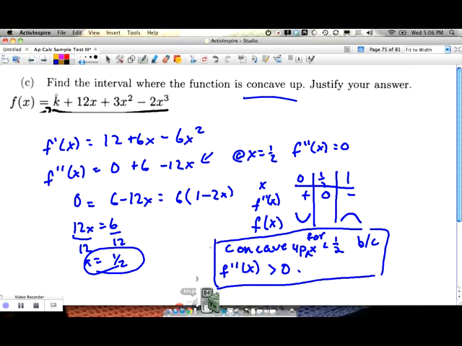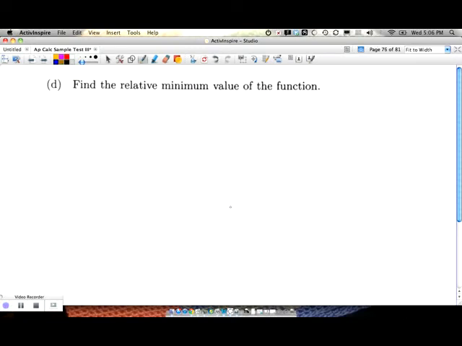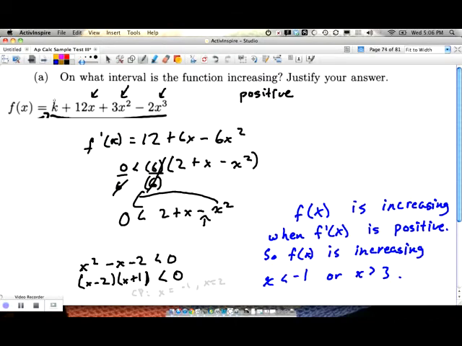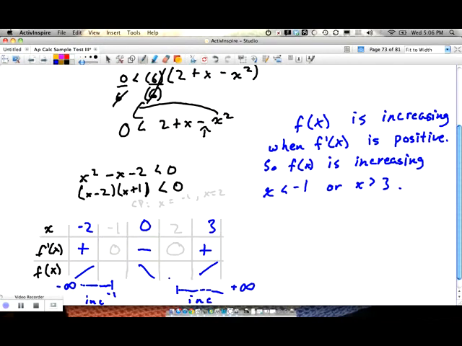Find the relative minimum value of the function. Now this is a little bit different because we know where the relative minimum value is, but we don't know the actual value. The value is the y value of the function, the high or the low. So we want the lowest value of the function. Well, if you go back and look at your work in part A, we figured out that there's going to be a min at x equals 2. So I just got to plug in 2, but I also got to realize that k equals 11.